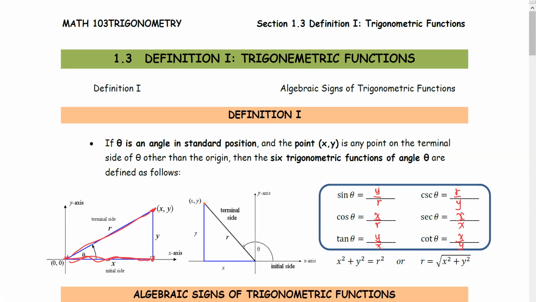where x is the distance from the origin to the x position on the initial side, and y is the distance from the position on the x-axis to the ordered pair (x, y), and r is the distance from the origin point (0, 0) to the ordered pair (x, y) on the terminal side, and r is computed by the square root of x squared plus y squared, and r is always positive.